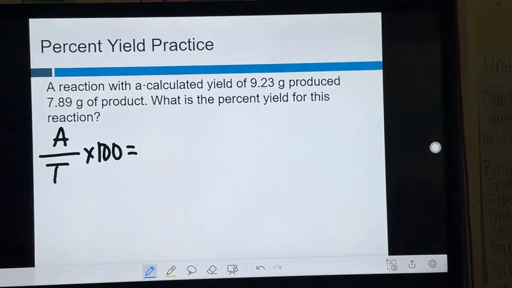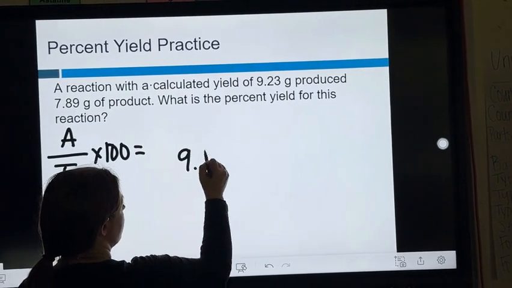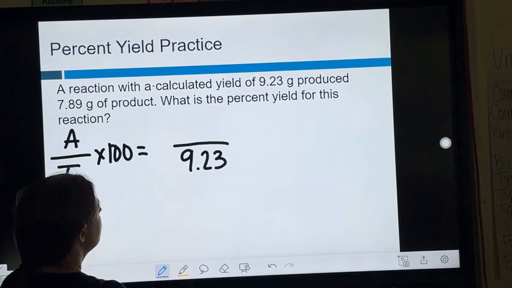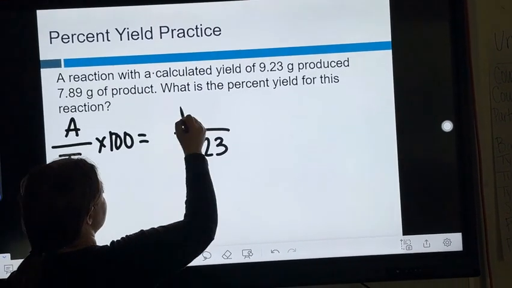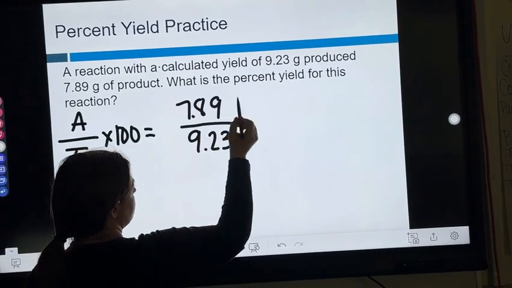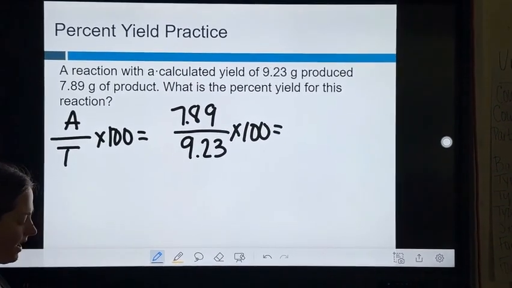So we can fill this in. It says it's a calculated yield. Anything calculated is always your theoretical, what you should actually get. If it produced, that is your actual. So produced, or what you did in lab, that's always your actual because that's what you actually did. So then you can divide them and multiply by 100.